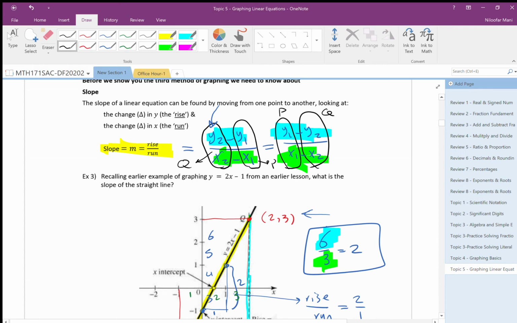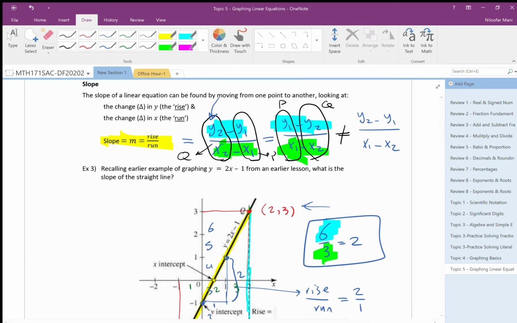So if you start from y of, for example, point Q on top, in the denominator you have to start from x of the same point. Remember, I cannot do this. If I do y2 minus y1, I cannot say x1 minus x2. No, it's exactly opposite. One of them positive, the other one negative. When I start from y2 on the top, I have to start from x2 as well.